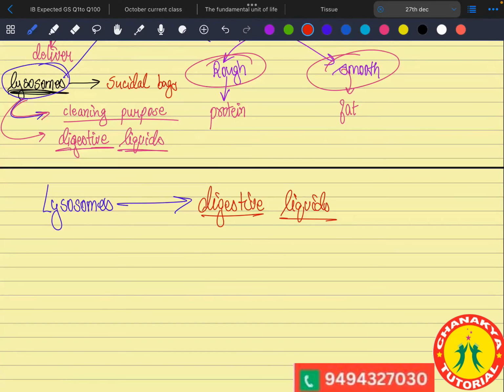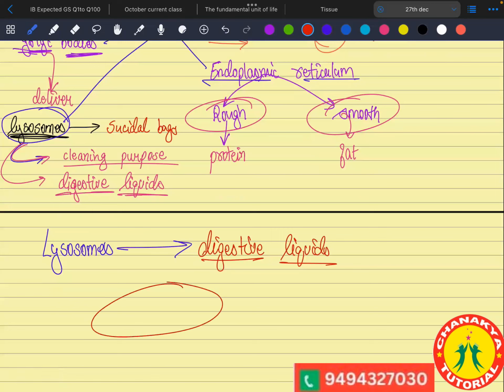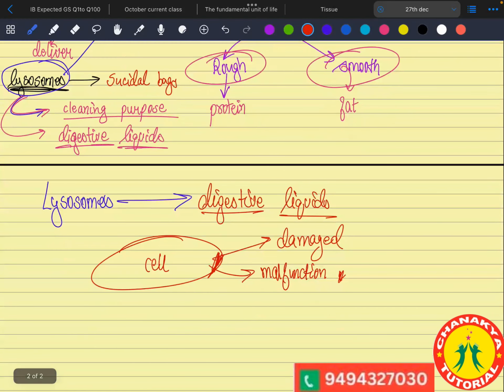Sometimes the cell may get damaged. If this is a cell, there are many phenomena due to which it might get damaged, or there is a malfunction inside the cell. In these conditions, the digestive liquid which the lysosome contains may break out, and it can digest the whole cell.